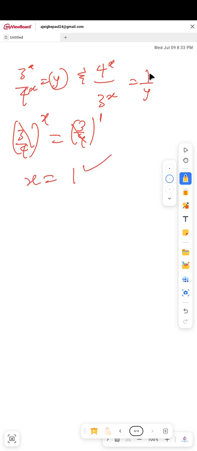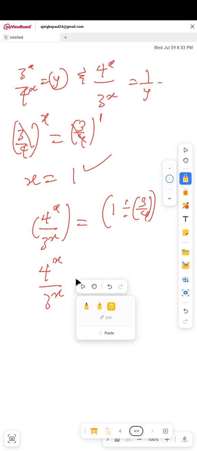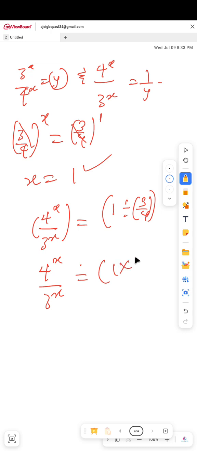Then let's substitute that here also. That is when y is 3 over 4. So we're going to have 4 raised to the power of x over 3 raised to the power of x is equal to 1 divided by 3 over 4. Okay, so that will be 4 raised to the power of x over 3 raised to the power of x is equal to 1 multiplied by 4 over 3.